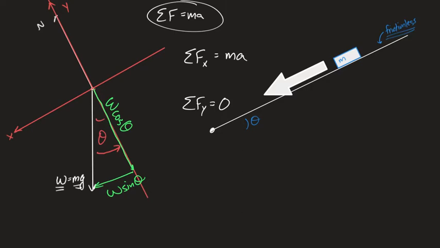So once I've identified that, I just obey the rules here. Add up all the forces in the x direction, set them equal to ma. Add up all the forces in the y direction, set them equal to 0. So weight sine theta equals ma. Normal minus weight cosine theta equals 0.